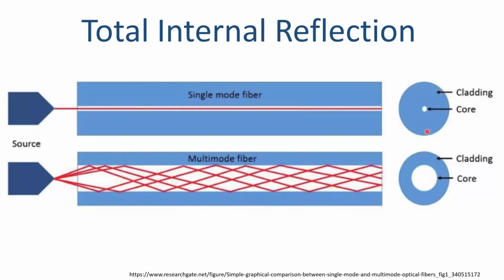The outside diameters are the same in both cases. The core in the multi-mode is wider, and the source would be LED. The core is narrower in the single mode fiber, and the source would be a laser. So more expensive to produce and accomplish, versus less expensive to produce and accomplish.